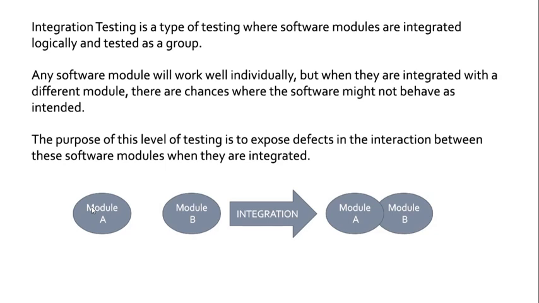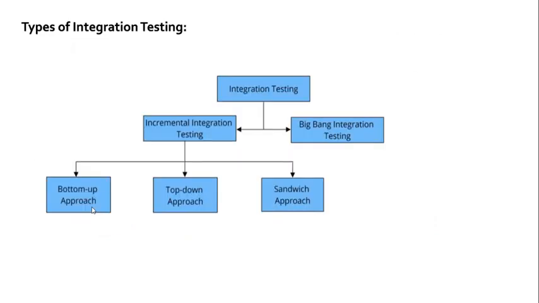Going ahead to the types of integration testing, we majorly have two different types. One is incremental integration testing, and another is Big Bang integration testing. However, incremental integration testing can be further divided into the bottom-up approach, top-down approach, and sandwich approach. Let us see all these different types of testing.